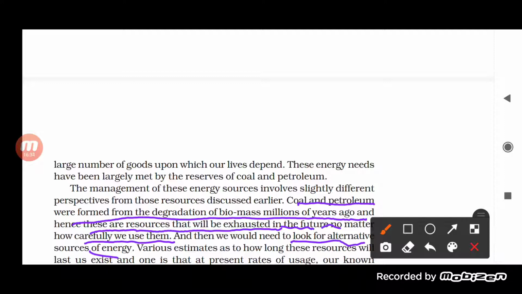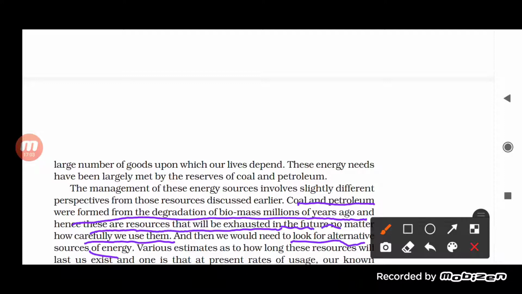See, management is really very important, although we know that coal and petroleum will get exhausted one day. The reason is that it takes a lot of time for their formation. They are formed by the degradation of biomass. How are coal and petroleum formed? Due to the degradation of biomass. What is the meaning of degradation of biomass?